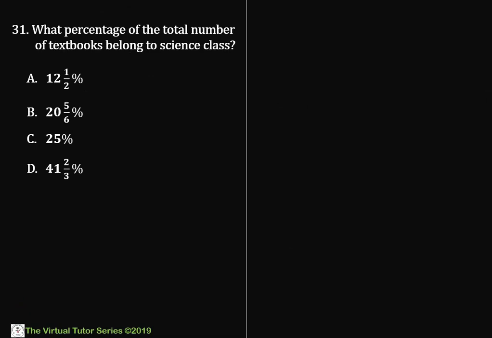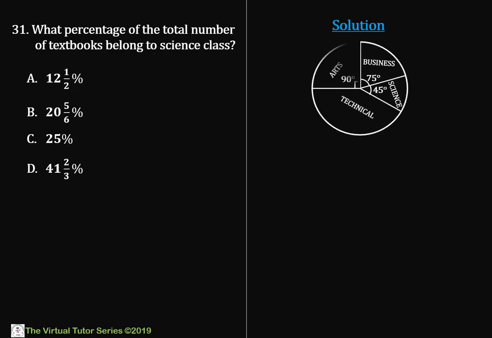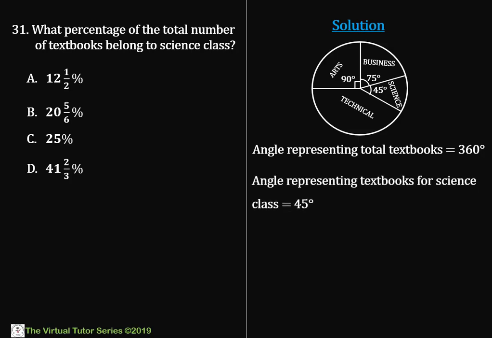Question 31. What percentage of the total number of textbooks belong to science class? Here is our pie chart. The angle representing the total textbooks is 360 degrees. And the angle representing textbooks for science class is 45 degrees, as can be observed on the pie chart.